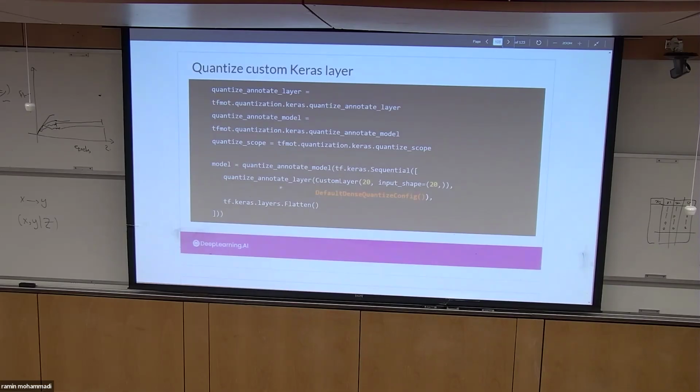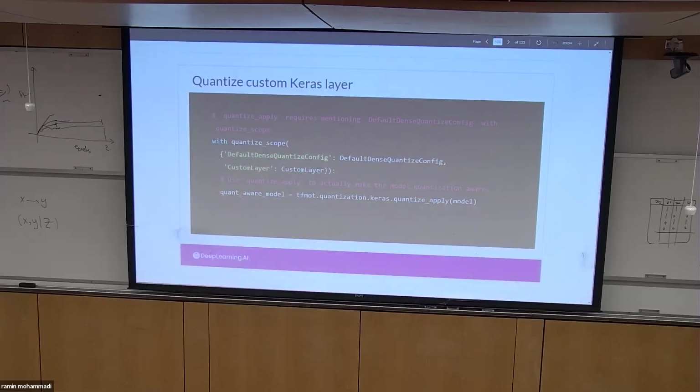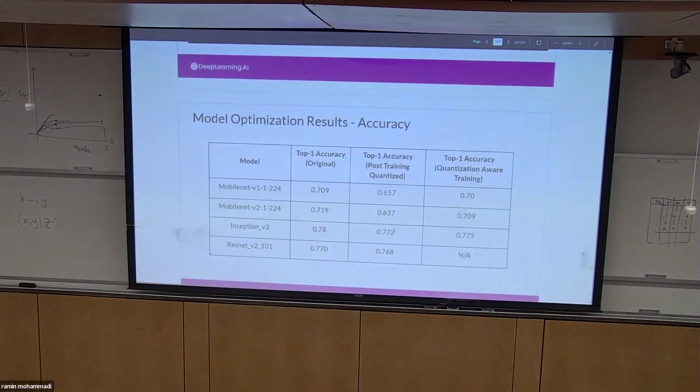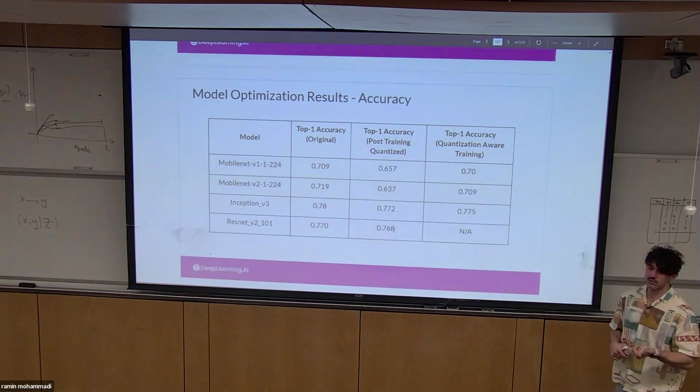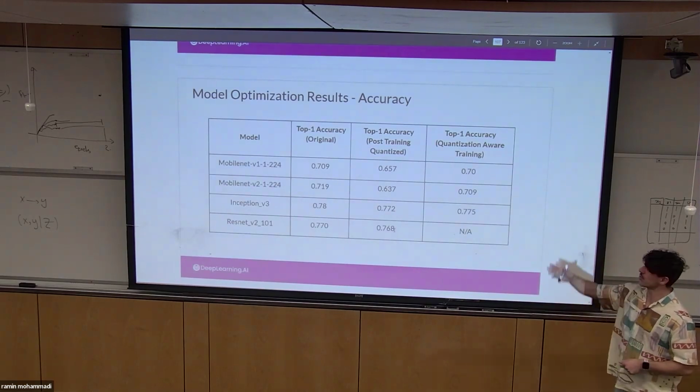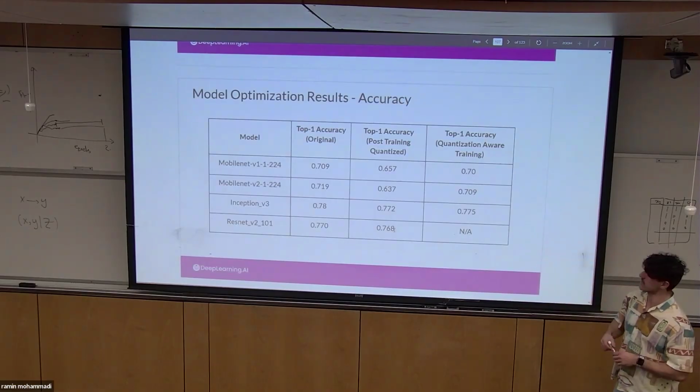All right. And this is just an example. If you have a custom layer and you want to quantize it, you need to apply some changes to it. But yeah, that's the quantization. This is just a couple of examples comparing post-training quantization versus normal versus quantized-aware accuracy.